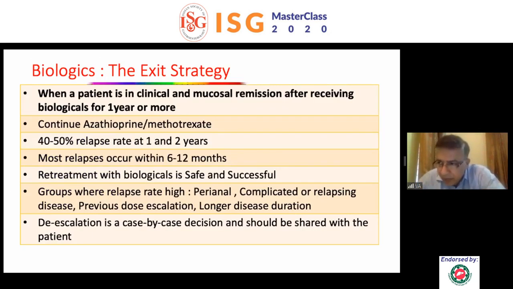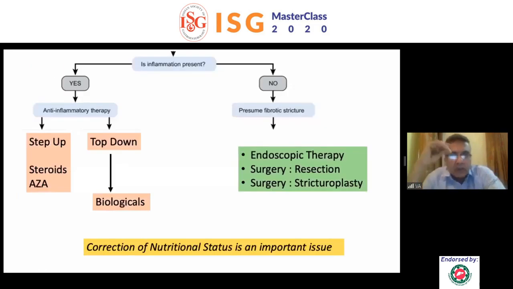Finally, the question is, can you stop biologics? Yes, you can stop biologics after 1 to 2 years if you find that the patient is in clinical and mucosal remission. However, continue azathioprine and methotrexate. Remember that even if you stop them when the patients are in remission, they may relapse. Half of them would relapse at 1 to 2 years. And even when they relapse, if you retreat with biologics, it is safe. But patients who have perianal disease or complicated disease, there the chances of relapse are much higher. So you can de-escalate or exit when it comes to biologics.